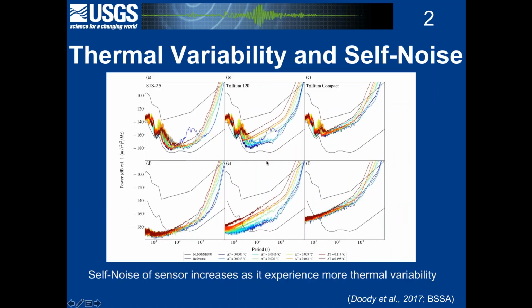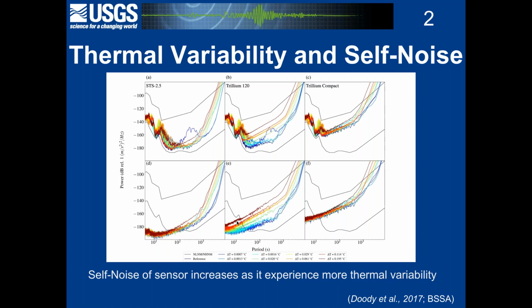So it turns out that thermal variability can also influence the self-noise measurements I was talking about earlier. That's why it's pretty important to conduct your self-noise test in a thermally stable environment. So looking at the bottom panel here, these are 3 different types of sensors. This is an STS2.5, this is a Trillium-120, and this is a Trillium Compact. And we're looking at self-noise levels as a function of thermal variability, where cooler colors are showing a very thermally stable environment, and the red colors are a very thermally unstable environment.